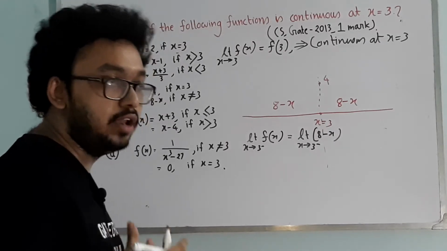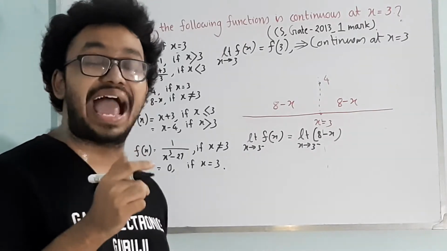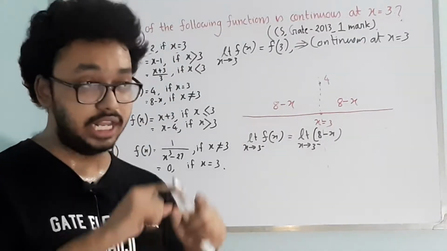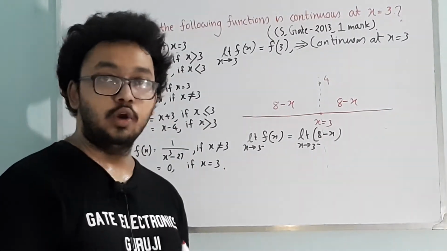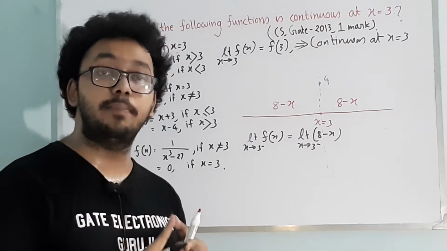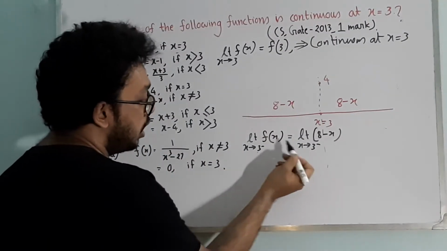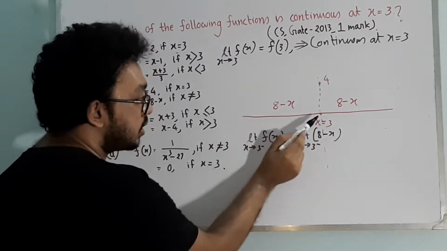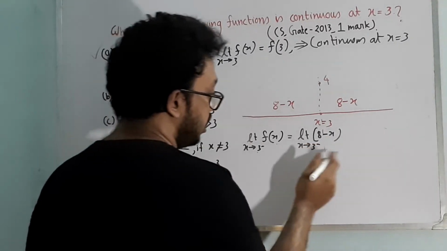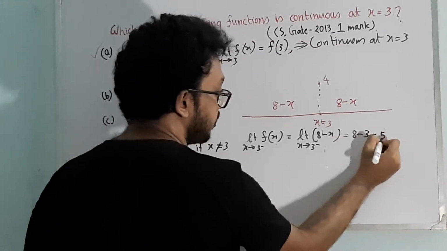Because see, when we evaluate the limit of a function f(x) at a particular point, we are not interested in the value of the function at that point. Rather, we are interested in the behavior of the function in the neighborhood of that point, right? That's why while evaluating the left hand limit, we have replaced f(x) by 8 minus x, because just before x equal to 3, the expression of f(x) is 8 minus x, and limit of 8 minus x as x tends to 3 minus is nothing but 8 minus 3, which is equal to 5, right?